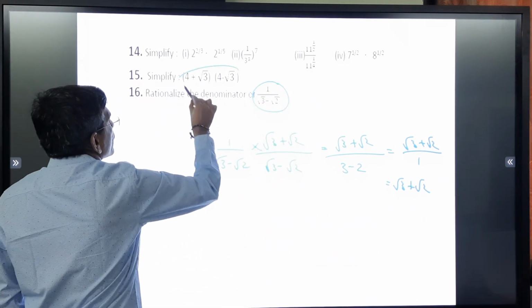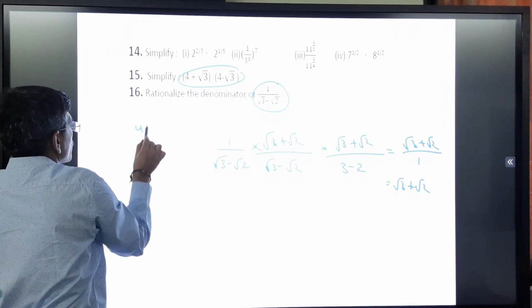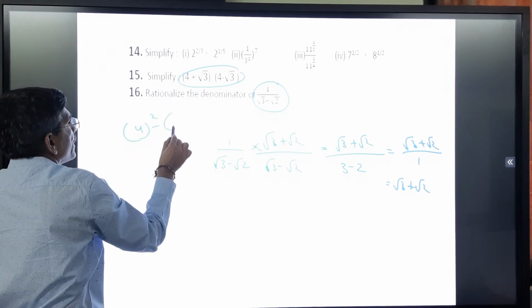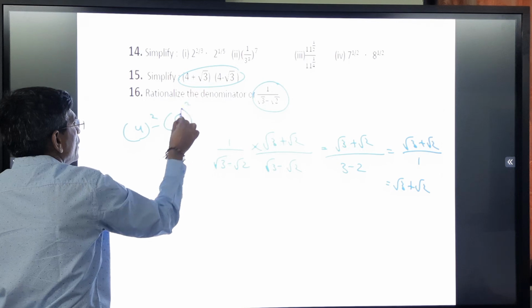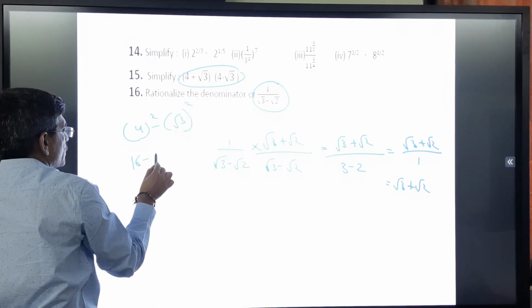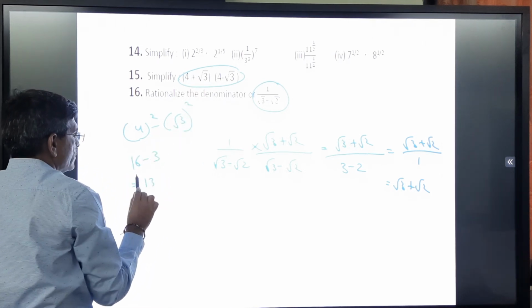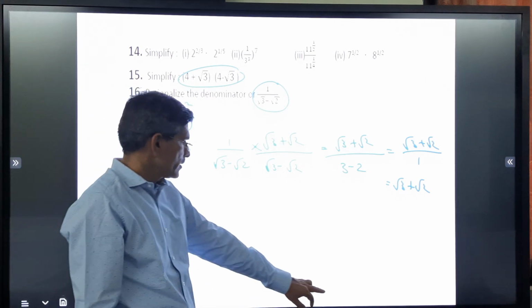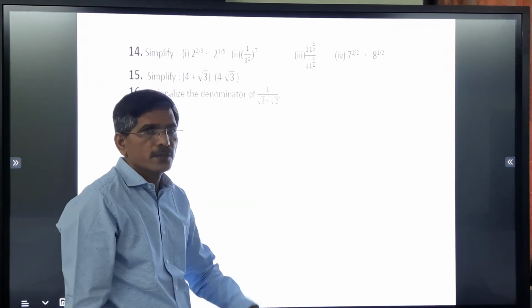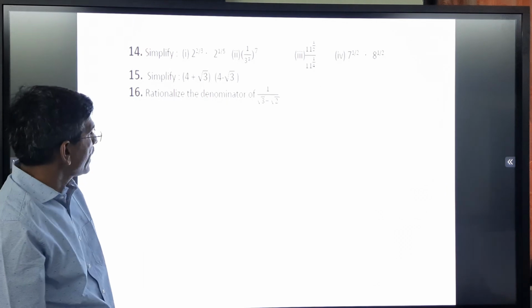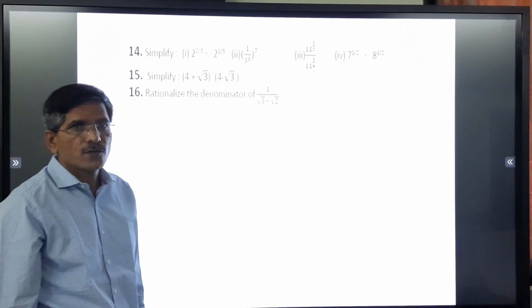Here difference of square, that is 4 square minus root 3 square. So 4 square is 16, root 3 square is 3. So answer is 13. So mostly chapter number 1 I have completed all the sums that is given in your assignment. So that is sufficient for today's lecture.